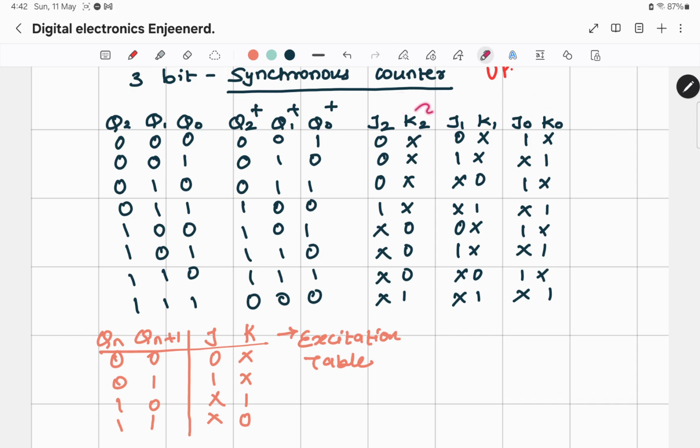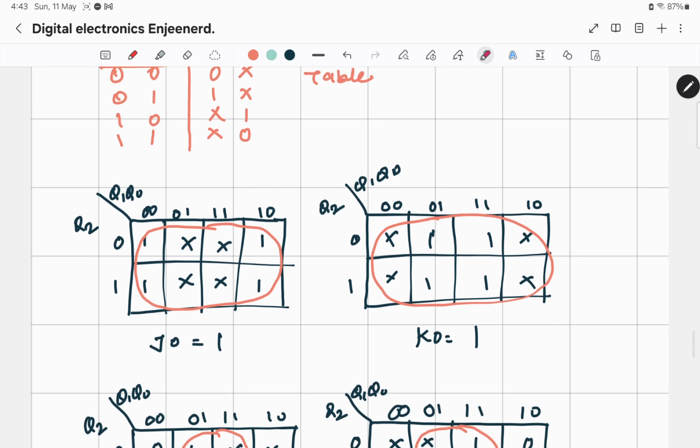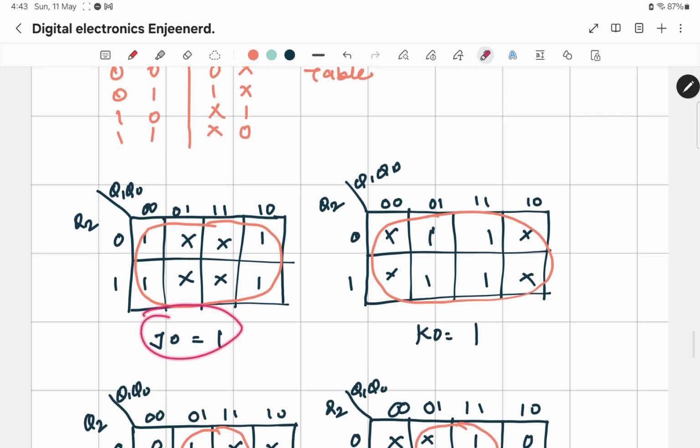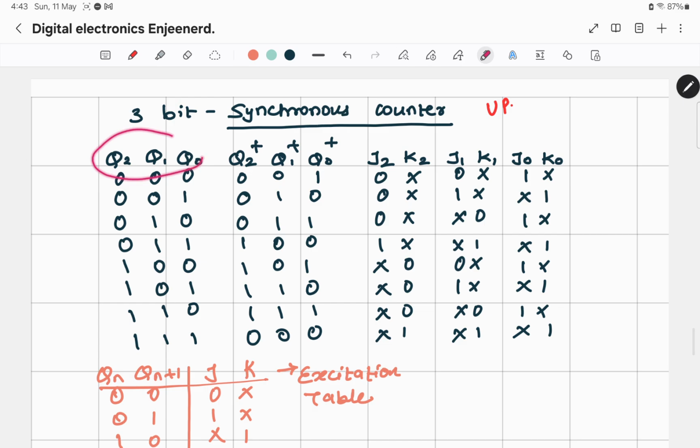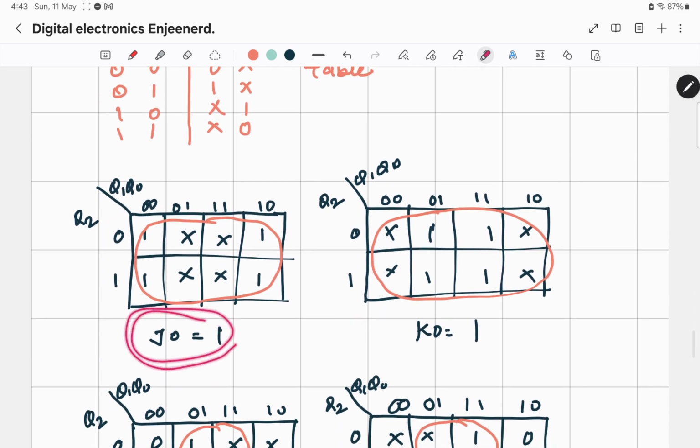Okay, so once this is done, you will be using K maps to get the reduced form of the equation. So I'll have K maps for all of these, 6 K maps here. So these are my K maps. This is for J0. What are my inputs going to be? Q2, Q1 and Q0. So for my J0, since these are don't care conditions, I can consider these for grouping in a major group. So I have a 1 here. Similarly, I have K0 also as 1.